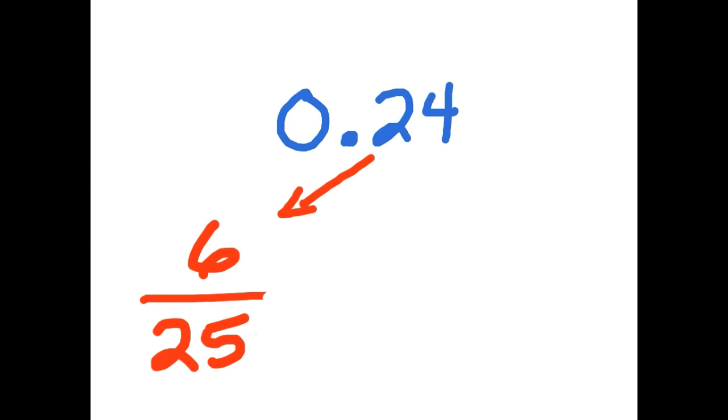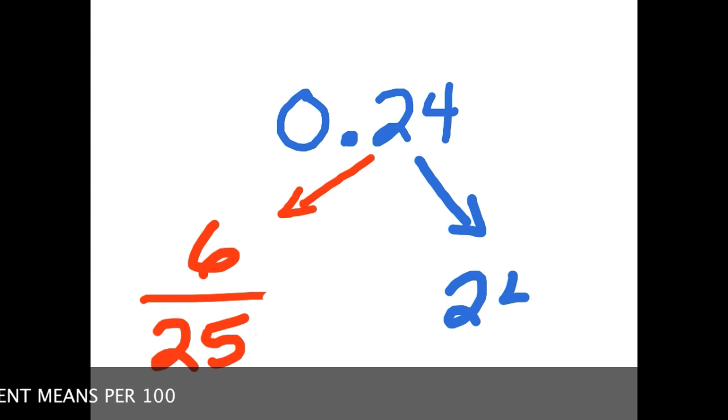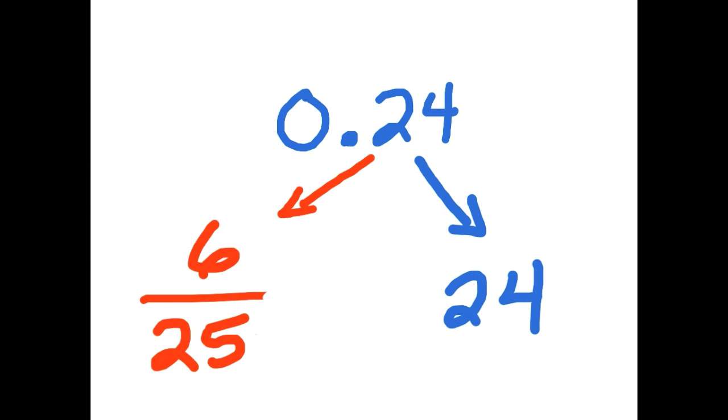Now, to convert our decimal to a percent, it's even simpler. All we need to do is move the decimal point over 2 place values to the right. That's the same thing as multiplying by 100 because percent actually means per 100. So when I do that, I'll get 24, and I replace the decimal point with a percent sign.